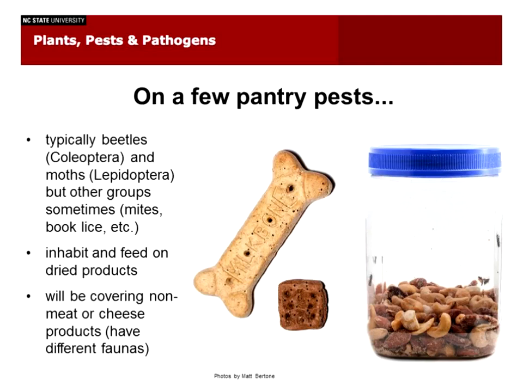So today I'm just going to be covering the non-meat or cheese products. Meats and cheeses have a different suite. They have insects that prefer protein-rich foods or cheese with lots of fats and things like that. These are going to be more dried products like carbohydrate-rich foods or even nuts and dried fruits and things like that.